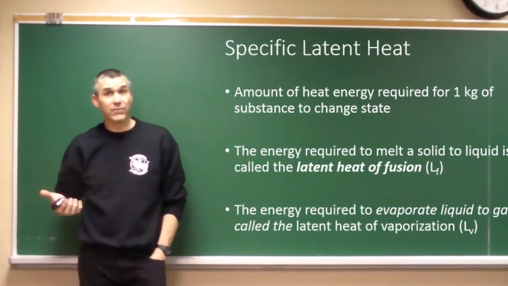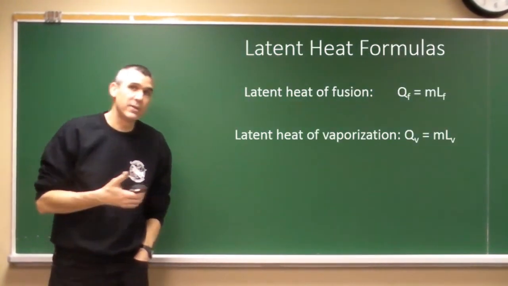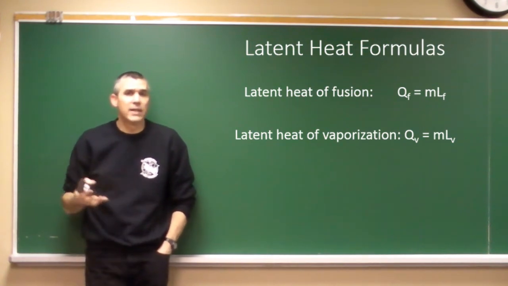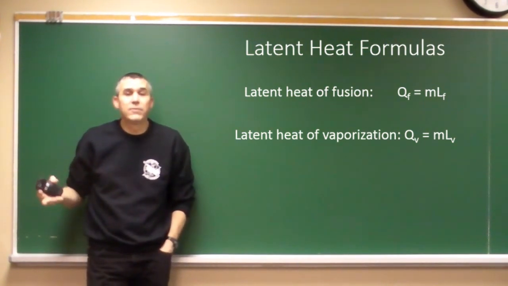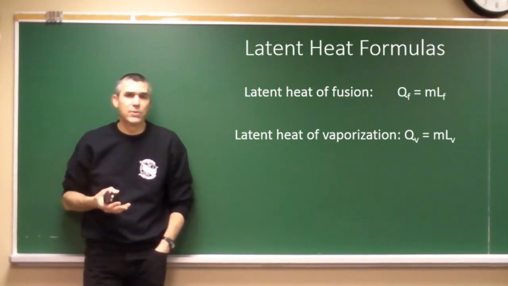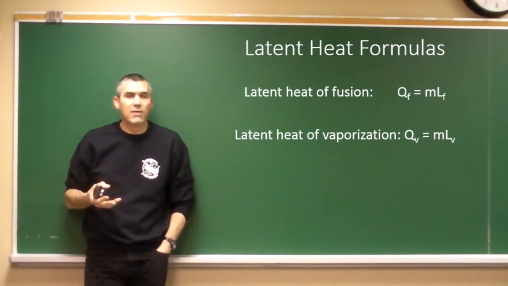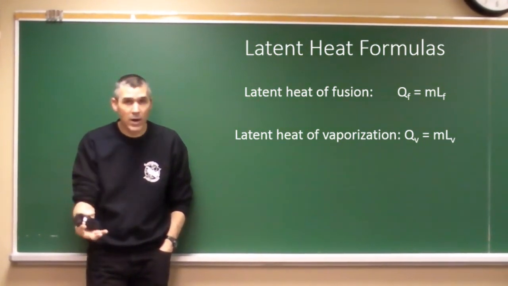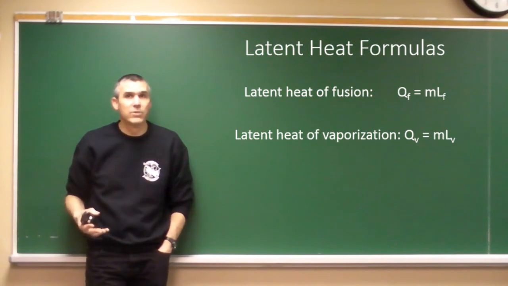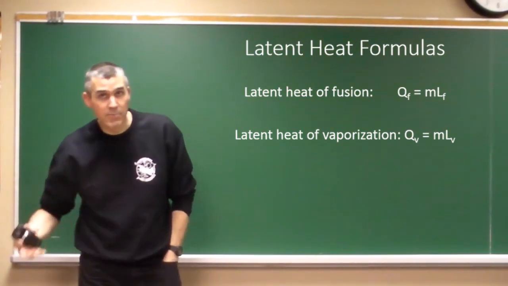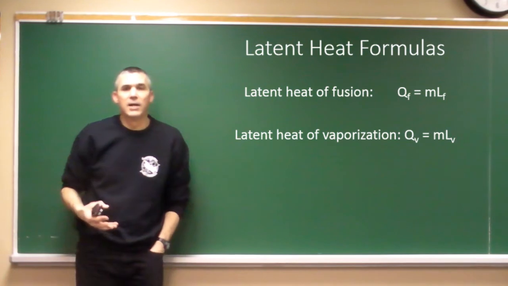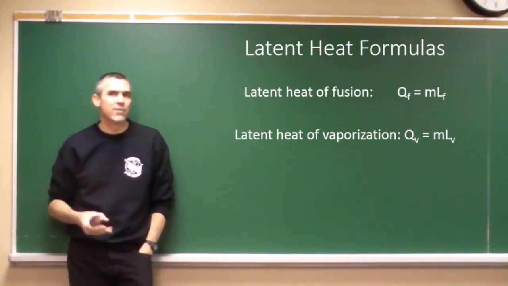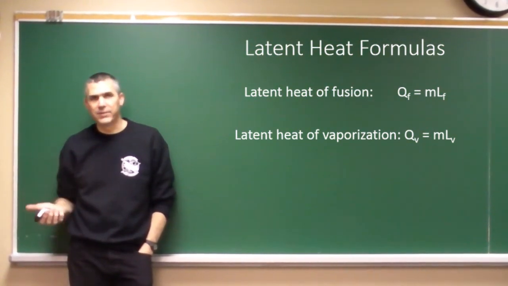The latent heat formulas are very similar to the specific heat capacity formulas, except again, there's no change in temperature involved, so it's even a little bit simpler. So our latent heat, for example, latent heat of fusion, QF, is equal to m LF, where LF is the latent heat of fusion and QF is the amount of heat required. And for latent heat of vaporization, QV is the amount of energy required to vaporize our sample, m is the mass, and LV is the latent heat of vaporization of the substance.